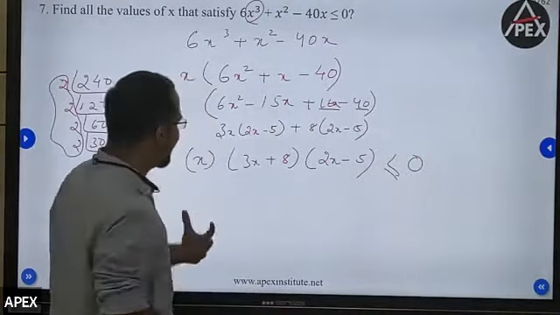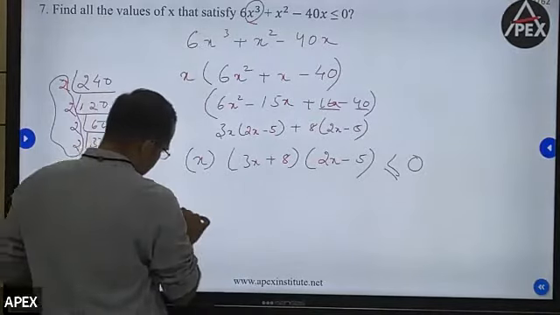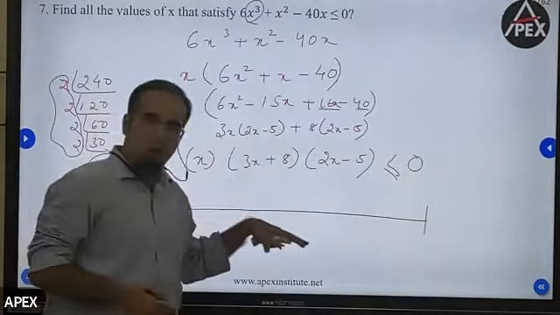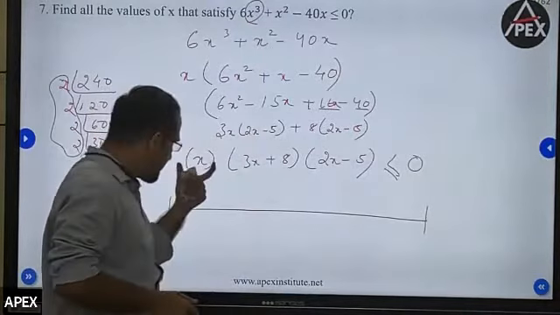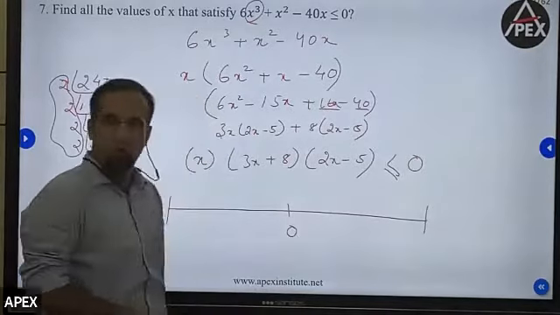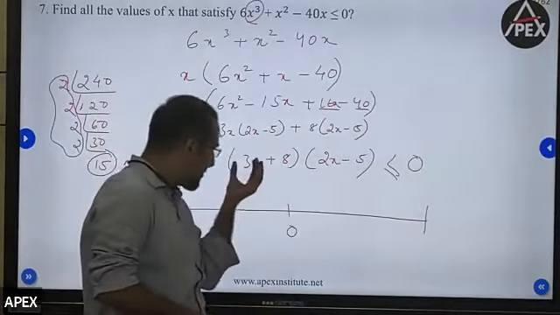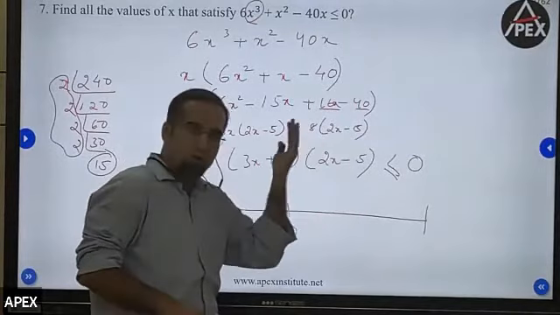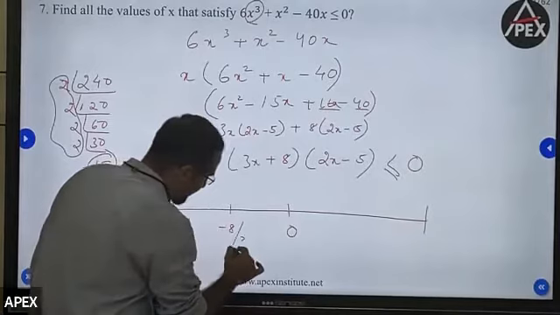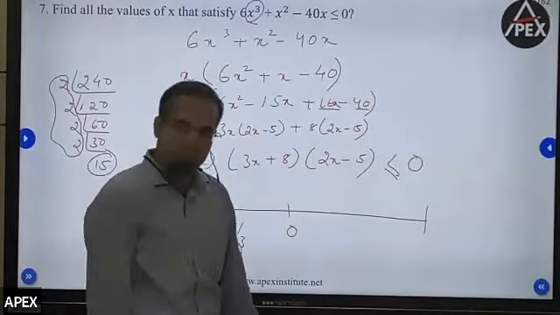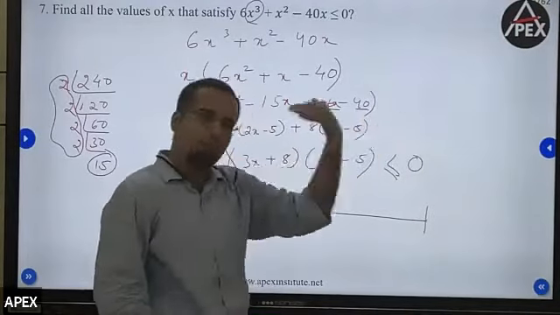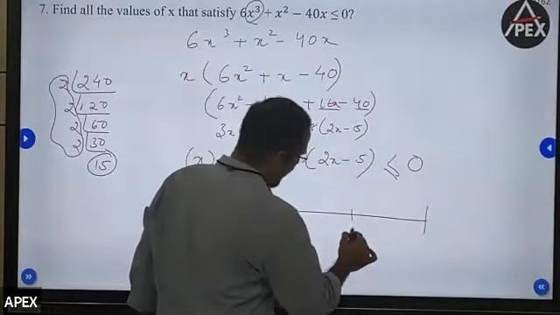So what did we just discuss? The shortcut next. Write the zeros of this on the number line. So x, if it is x, the zero of this point is 0. Don't hesitate. What is the zero? 3x plus 8 is equal to 0, so minus 8 by 3. I told you guys how to calculate zero. Just make it equal to 0. 2x minus 5 is equal to 0, and 2x is equal to 5, or x is equal to 5 by 2.